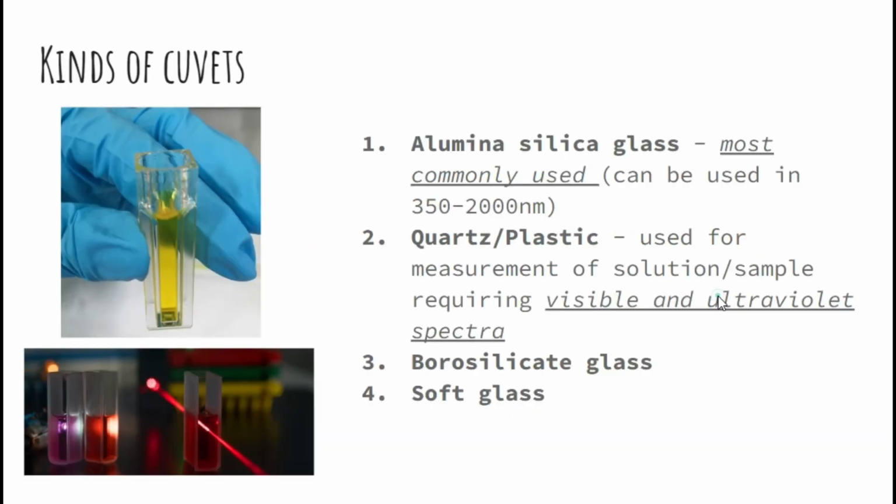That's a cuvette. So different kinds of cuvettes include the following: the aluminous silica glass, which is the most commonly used and can be used under 350 to 2000 nanometers. We also have your quartz and plastic, used for measurement of solution or sample requiring visible and UV region only. Borosilicate glass and soft glass. Ayan, dito nga po sa picture, ganyan lang po kaliit commonly ang ating mga cuvette. So it's like a test tube again, but more smaller. Smaller siya and much more sensitive.